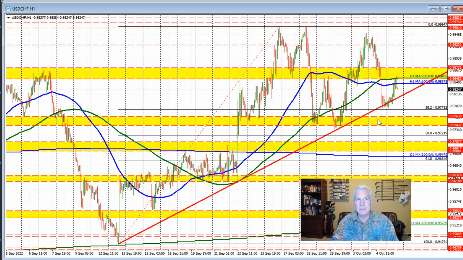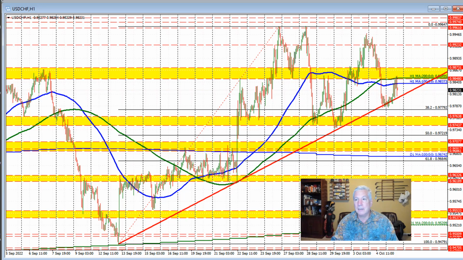Need to get below those levels, and then we'll look at this swing area down here for the dollar versus Swiss. On the top side, if we move above the 100 and 200, we'll be looking toward the 98.73 level, which is the top side of this swing area through here. You can see the different levels there.